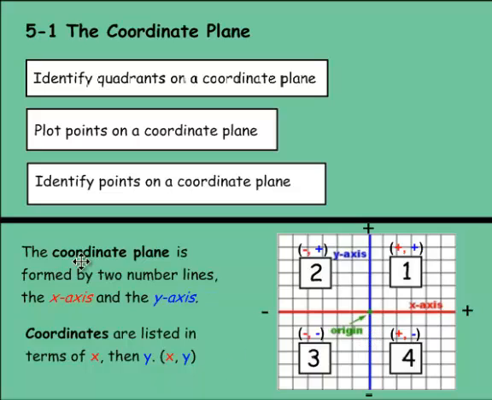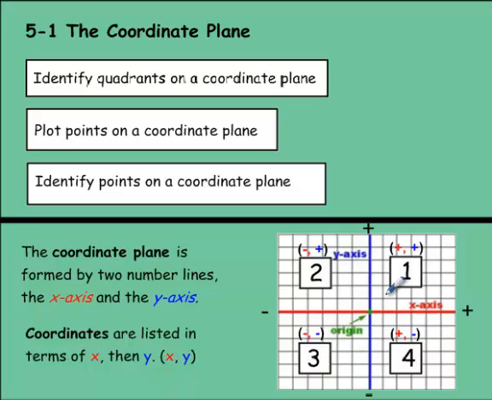The reason it's called a coordinate plane is because there are coordinates on it. Coordinates are just points on the coordinate plane, and they are listed in terms of x and then y. So this is a coordinate point, x and then y. For example, if I was going to pick a spot right here, that would be 2 on the x number line and positive 1 on the y number line. So that would be 2, 1.